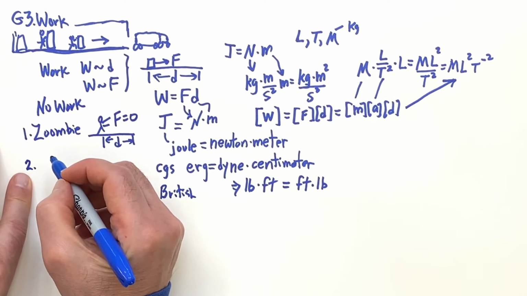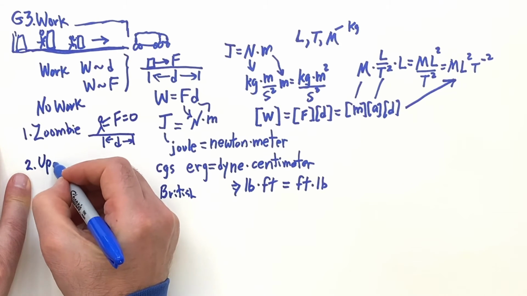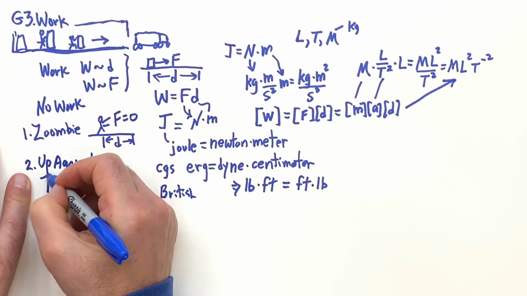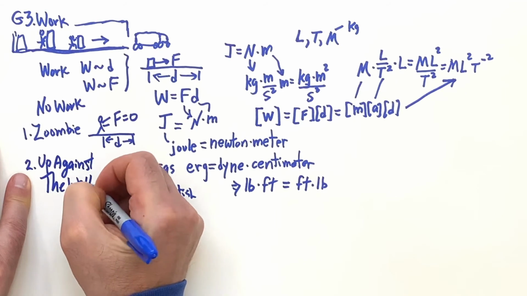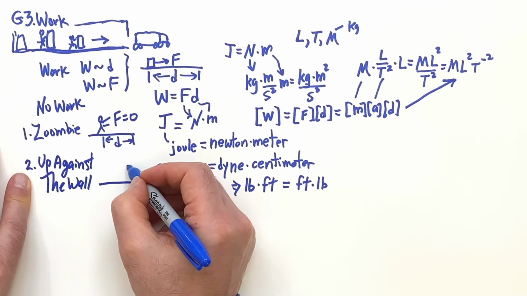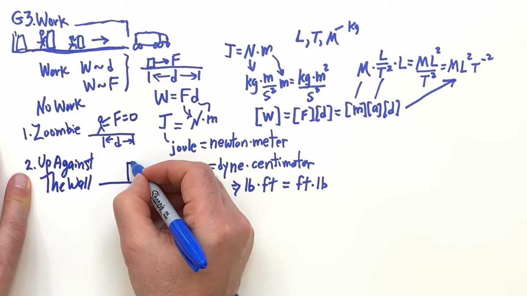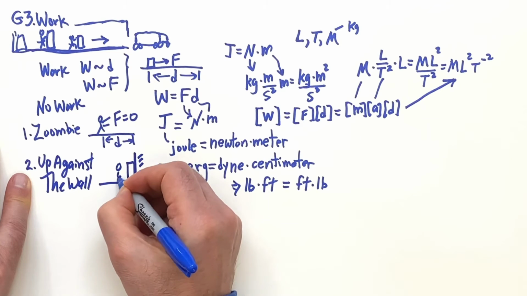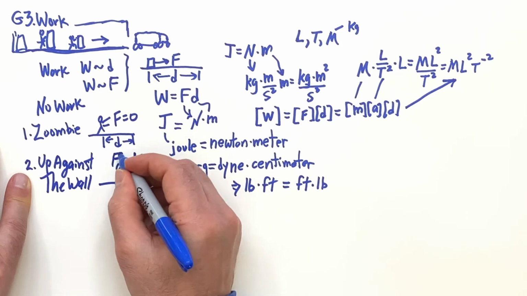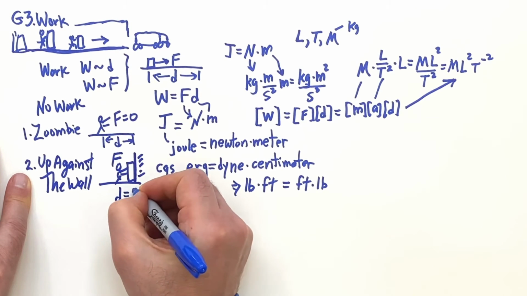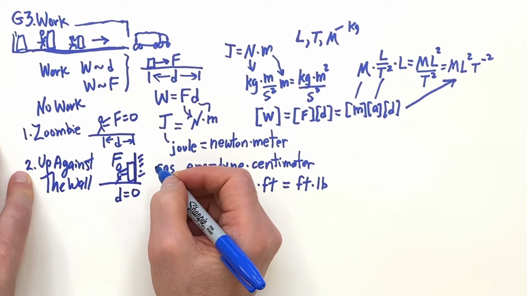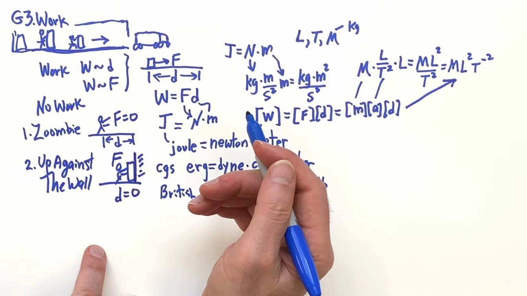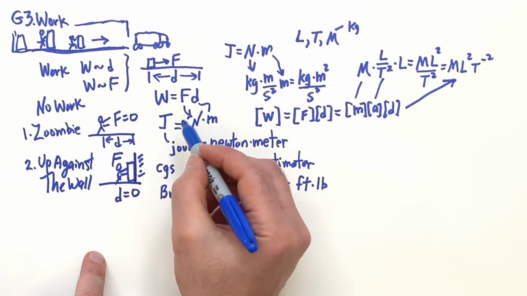Now, the second one we'll call up against the wall. So someone decides there's, say, a wall, pushing against a wall here, say some kind of wall like that. So the person is exerting a force, but the distance is equal to 0, not moving anything, right? So anyway, you would get no work done, because d is 0.